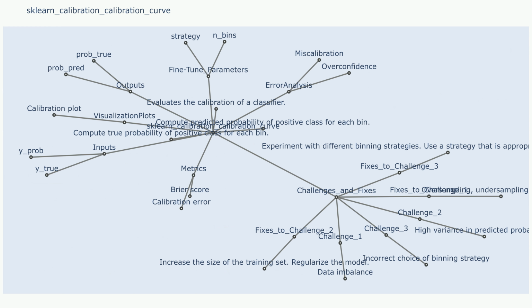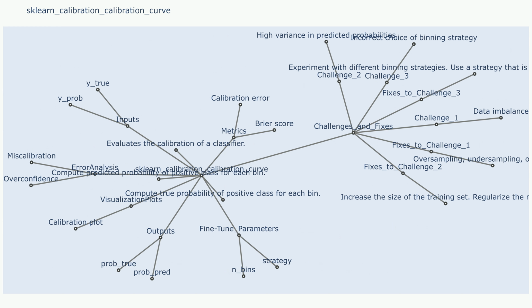n_bins. This parameter determines the number of bins to use for creating the calibration curve. More bins generally offer a more fine-grained analysis, but too many bins might lead to noisy results. Strategy. This optional argument allows you to specify the binning strategy. The default strategy, uniform, creates bins of equal width. Alternatively, you can choose quantile to create bins with an equal number of samples in each.